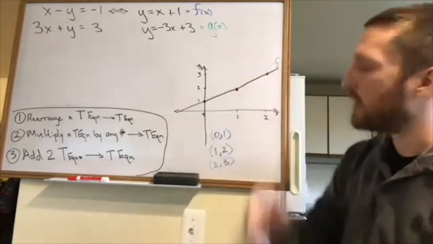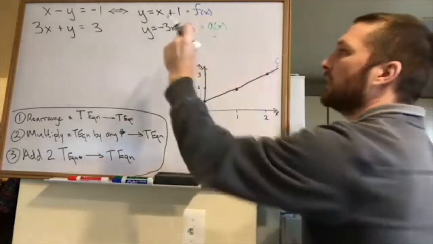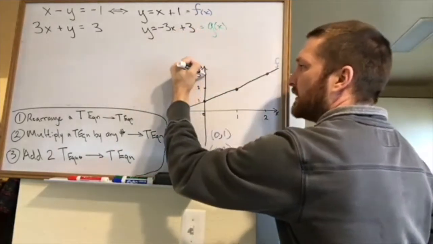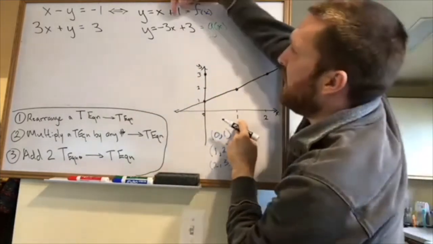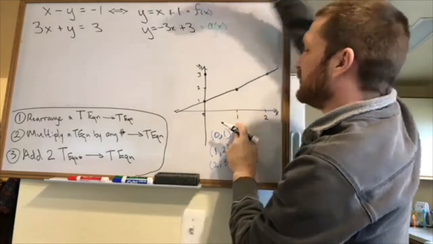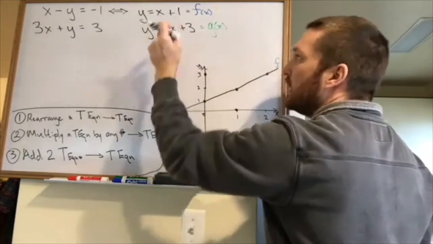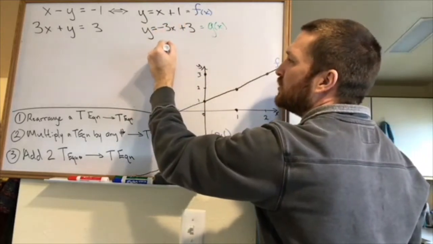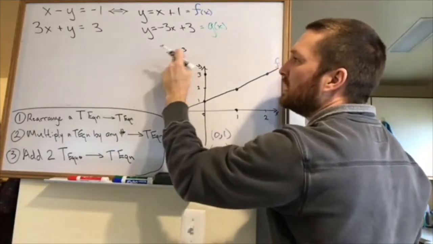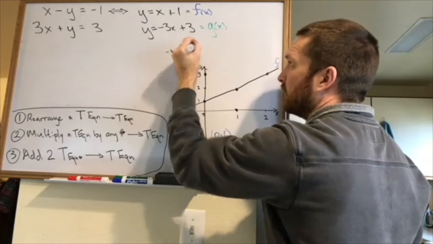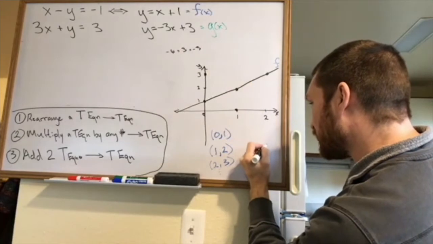I'm going to plug in a 0. And when I plug in a 0 for x, I get out a 3. Plug in a 1 for x, and I get minus 3 plus 3 gives me a 0. Plug in a 2, I get minus 3 times 2 is minus 6. Yeah, minus 6 plus 3 equals minus 3. Okay, so plug in a 2, get out a minus 3 right here.